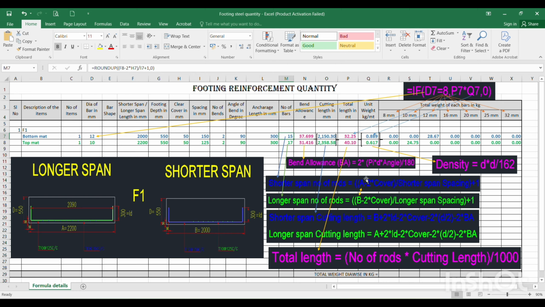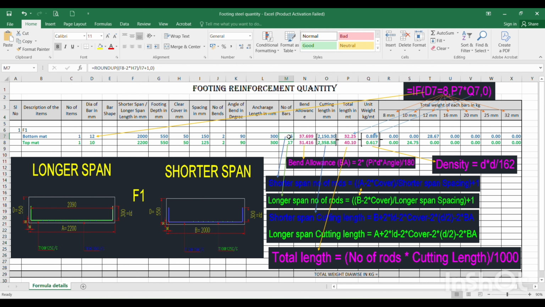Only in this formula is there a mismatch. When you are taking the shorter span, you have to take the longer span length, and when you are taking the longer span numbers, you have to take the shorter span length. This is the only thing we need to enter perfectly while calculating the footing reinforcement.